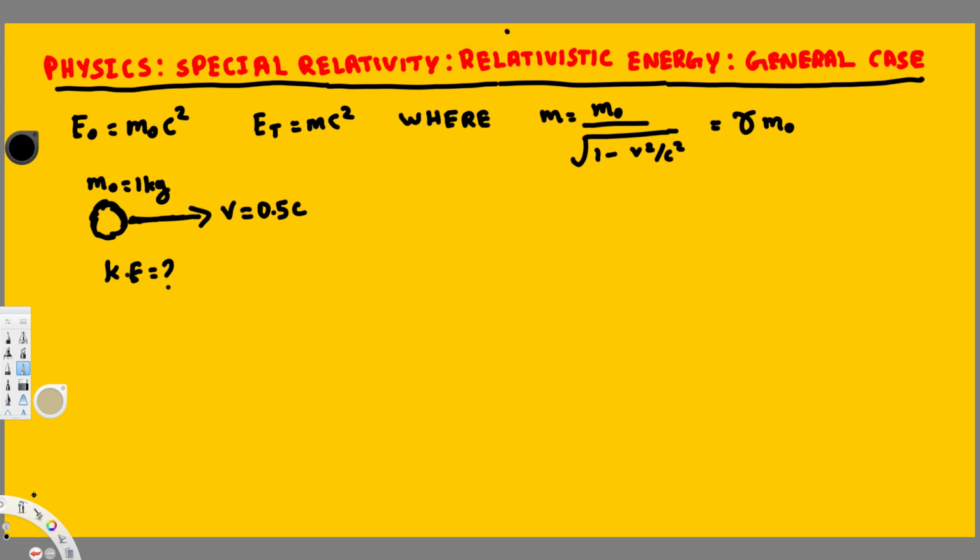Let's try this problem right here. Here we have an object that is moving with 0.5 c velocity, and the question is asking what's going to be the kinetic energy of this object, right? Now let's see how we can figure it out.